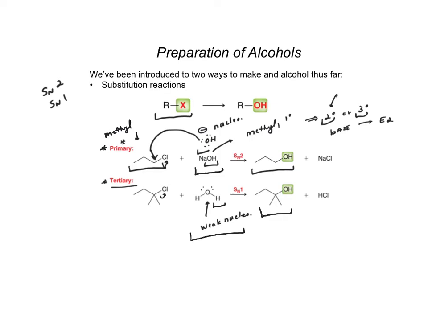Okay, so that's one way that we've learned that we can make alcohols, right? If we have an alkyl halide initially, we can make an alcohol. Depending on the structure of the alkyl halide, it's going to depend on what reagents we use. We've also seen other reactions that we make alcohols in, right?